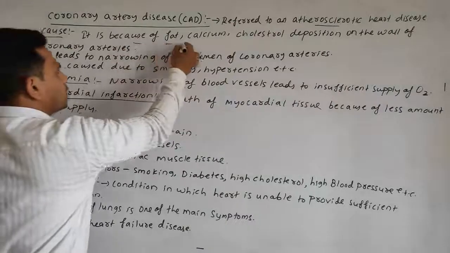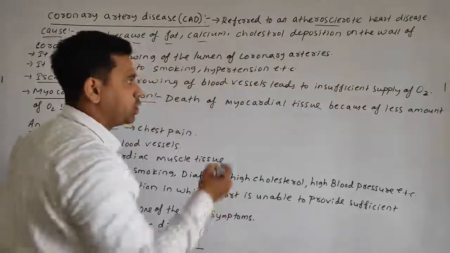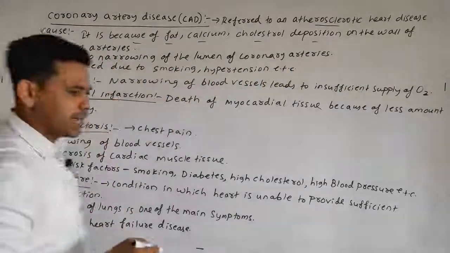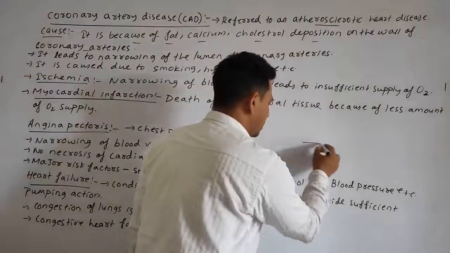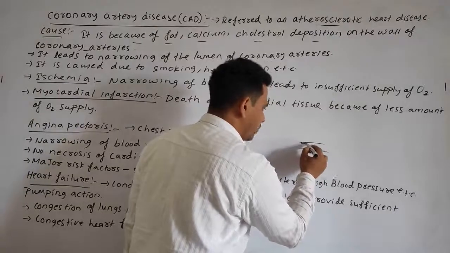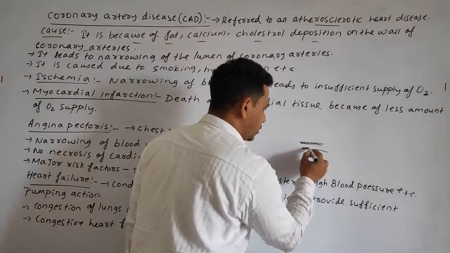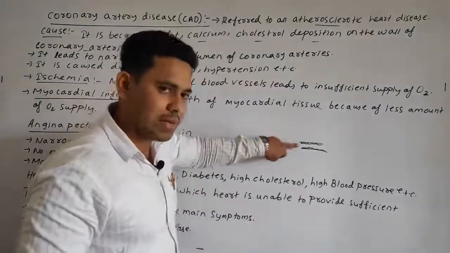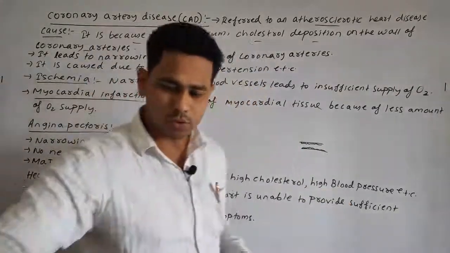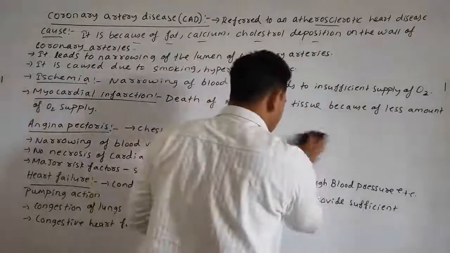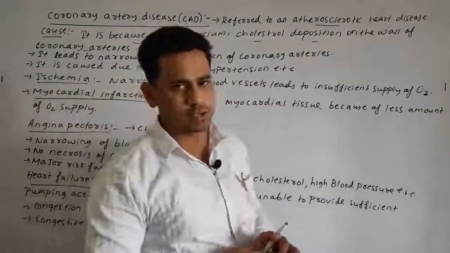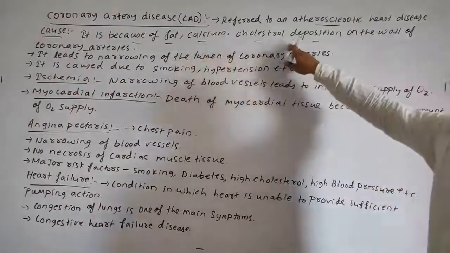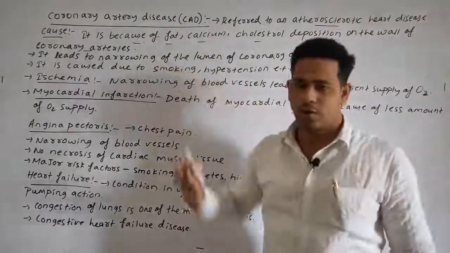It is caused due to the deposition of fat, calcium, cholesterol on the wall of the coronary artery. As I said, suppose this is the lumen, and in the wall of the artery fat, calcium, cholesterol will deposit. Obviously the lumen will become narrower. So this causes coronary artery disease. The main causes are deposition of fat, calcium, cholesterol on the wall of the coronary arteries.